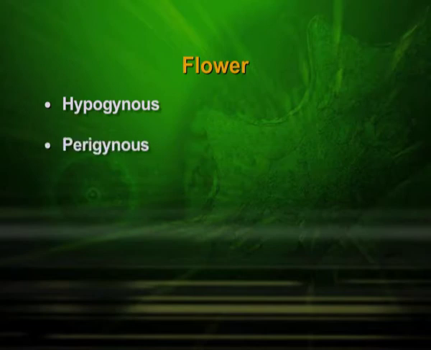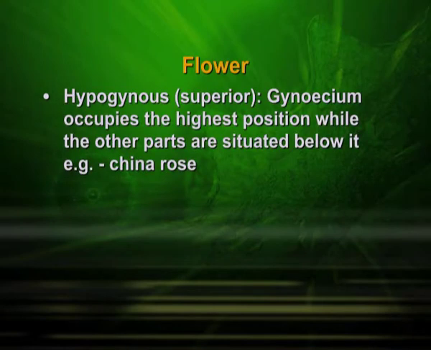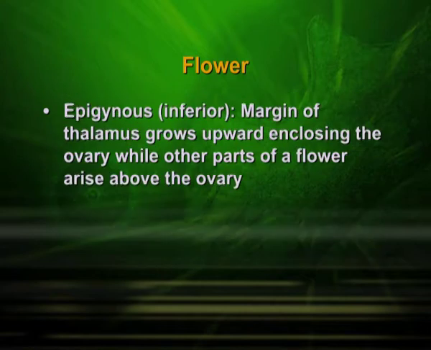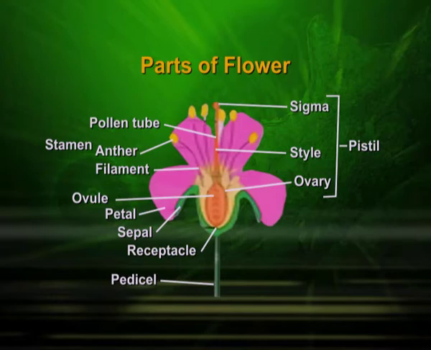Depending upon the position of the ovary, the flower may be hypogynous, perigynous or epigynous. In a hypogynous flower, the gynoecium occupies the highest position, while the other parts are situated below it. If this is the gynoecium, the other portions will be situated below the gynoecium. In perigynous flower, which is also called half inferior, the gynoecium is situated in the center and the other parts are located at the rim of the thalamus. In case of epigynous flower, which is referred to as inferior flower, the margin of the thalamus grows upward enclosing the ovary, while the other parts of the flower arise above the ovary.